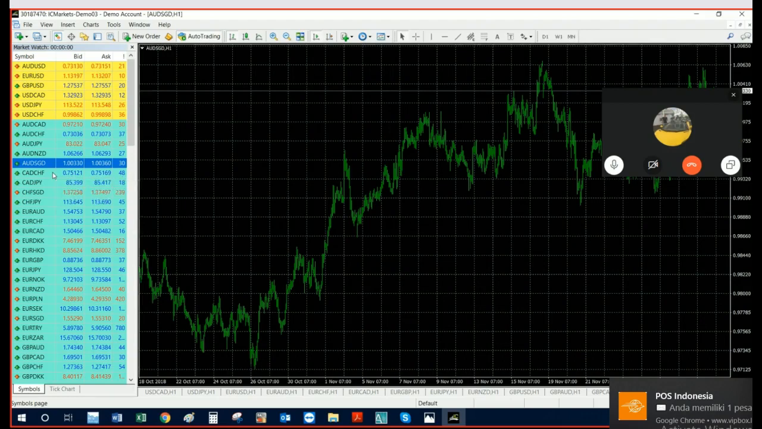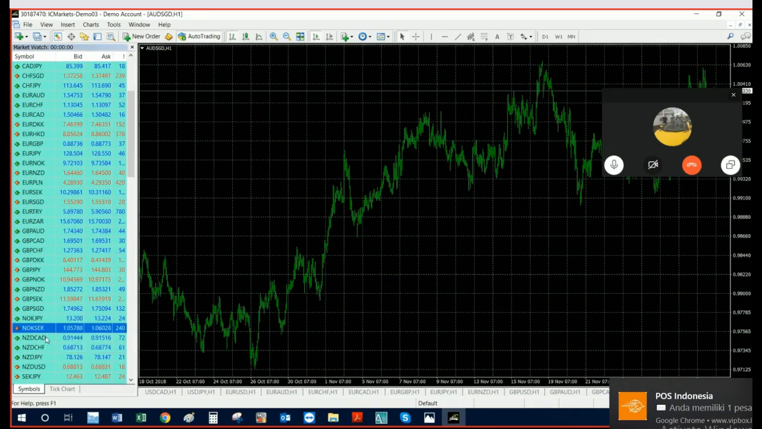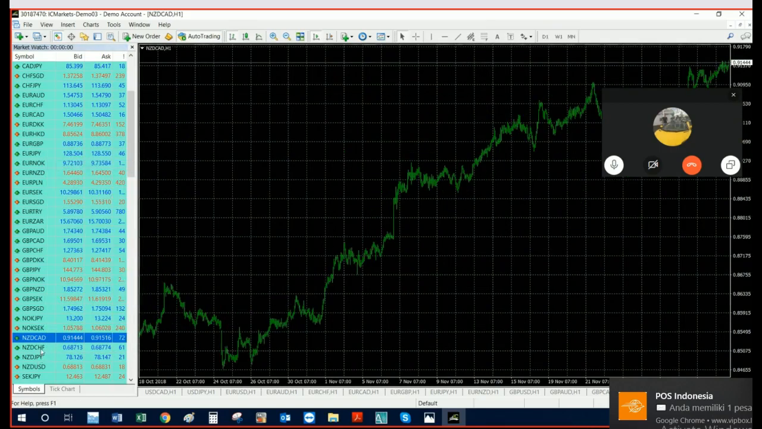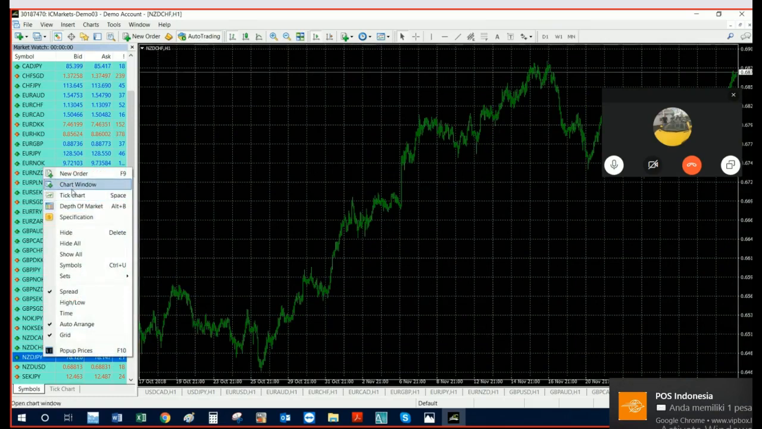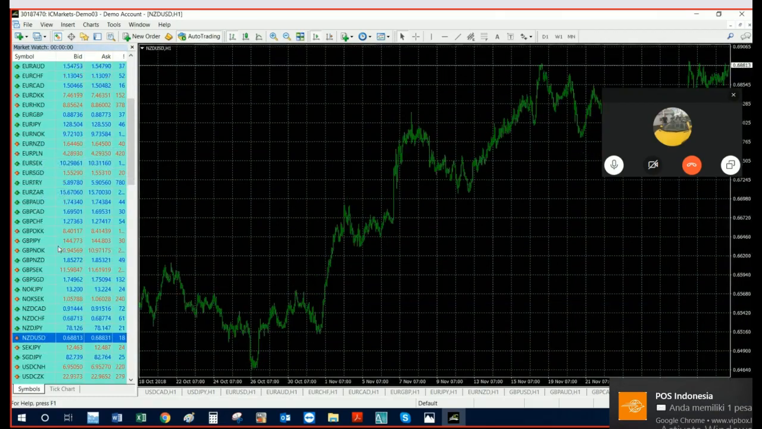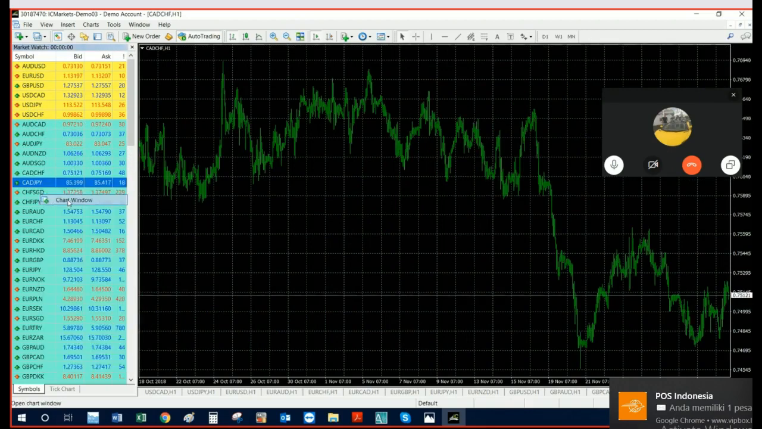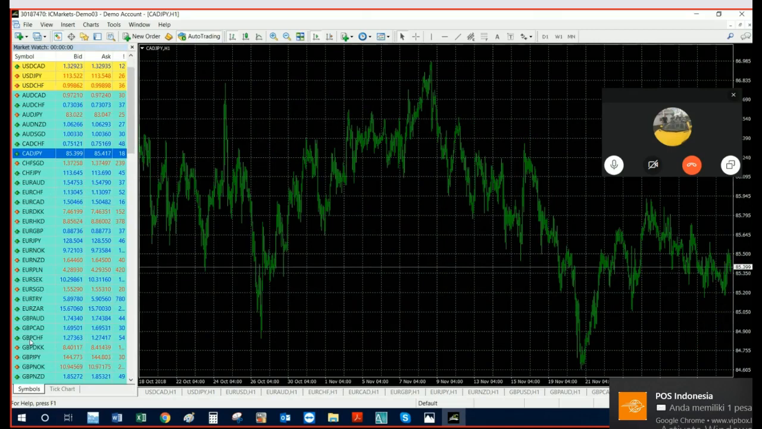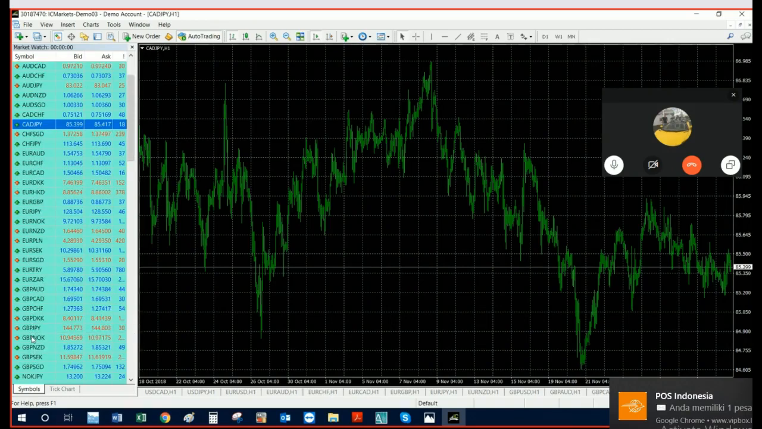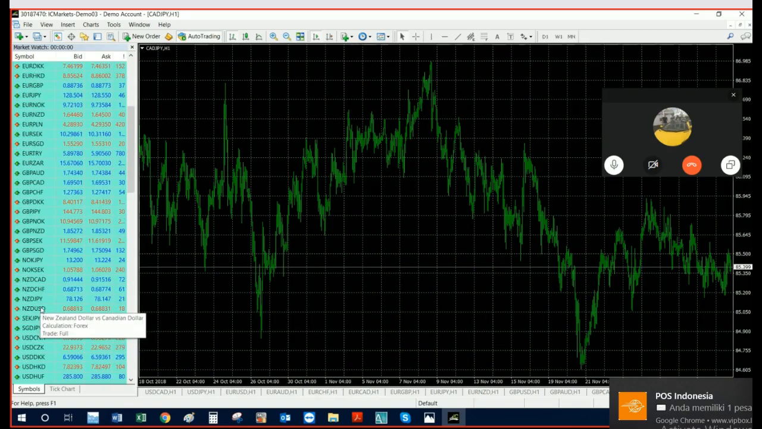Next, the kiwi. Kiwi pairs. Kiwi dollar. Kiwi card, Kiwi franc, Kiwi yen, okay. And next you can do the card yen and the card Swiss franc. The card yen. CAD Swiss franc and the CAD. Okay, that should really do it. Yeah, that's it. Okay, so next, just right clicking all them pairs.